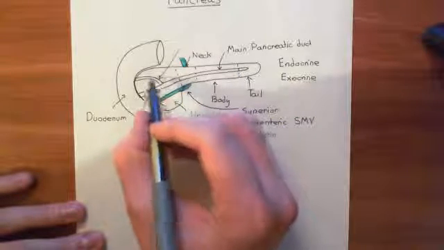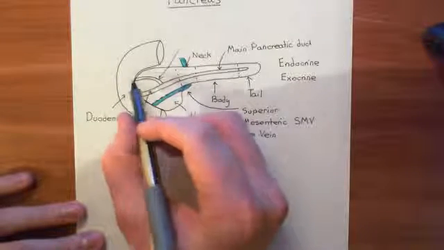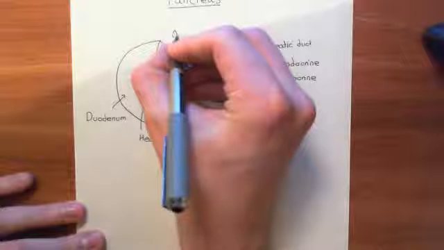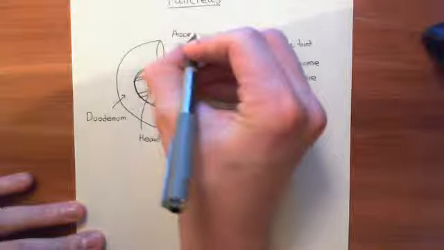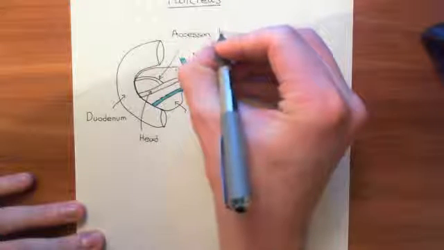This little side tube that comes off the main pancreatic duct and also dumps its contents into the duodenum would then be called the accessory pancreatic duct. Okay, so this is the accessory pancreatic duct.